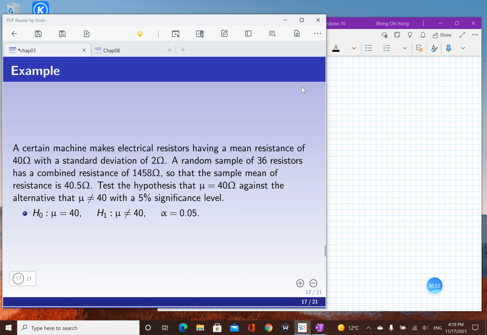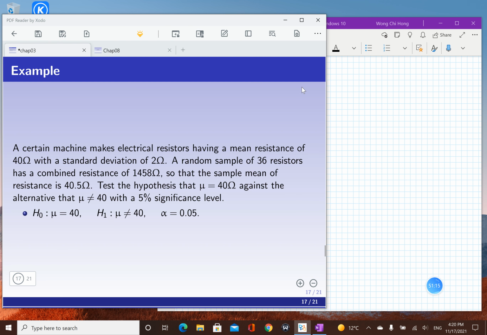We're producing these resistors with 40 ohms each. But of course, these things will come with error. So there's a standard deviation of 2 ohms. Okay, suppose that you would like to check whether this is true. So you get a sample of 36 resistors. Maybe you're an outside institute wanting to check whether this thing is good, or you're simply a quality control section from the company. The manufacturer wants to check whether they're producing things precisely what they want.